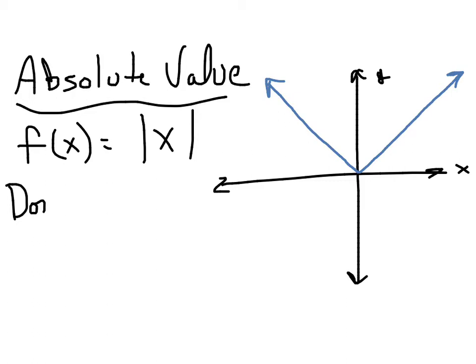What's the domain? All real numbers, good. We didn't stop it anywhere. Okay, this time the range is a little bit different. It's not all real numbers, because does it go down forever? No. Where does this one stop at? What's the lowest number it stops at? Zero. And then goes where? Up. So there's a couple different ways of writing that.